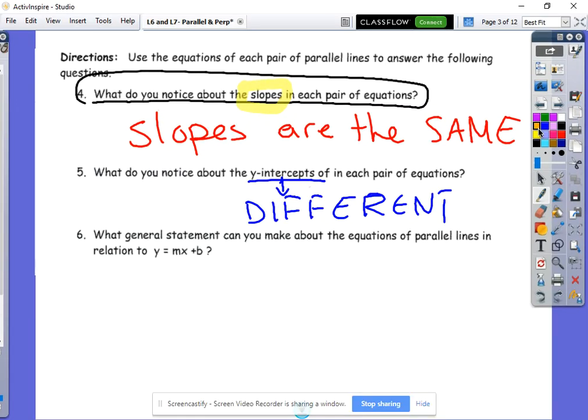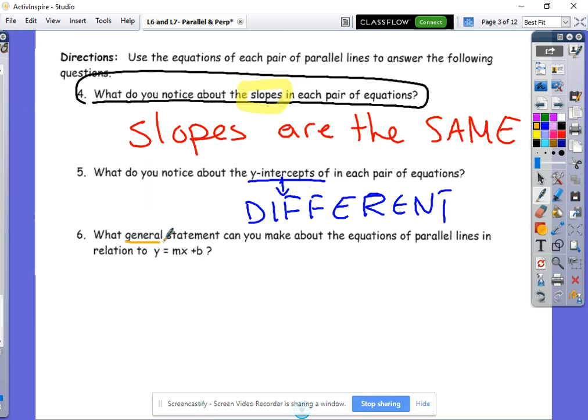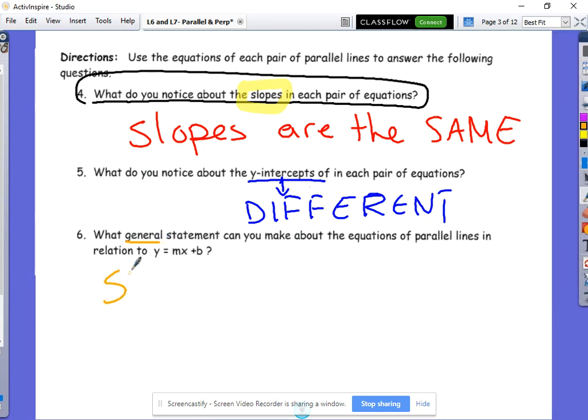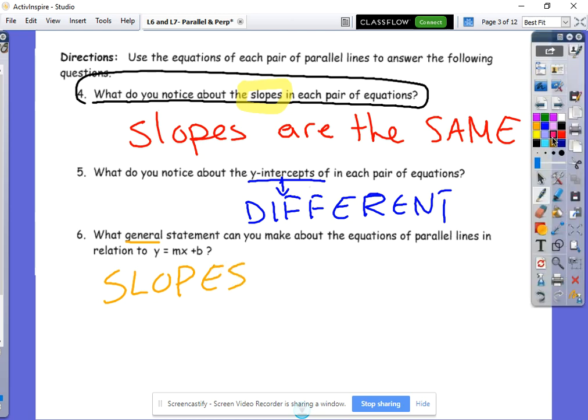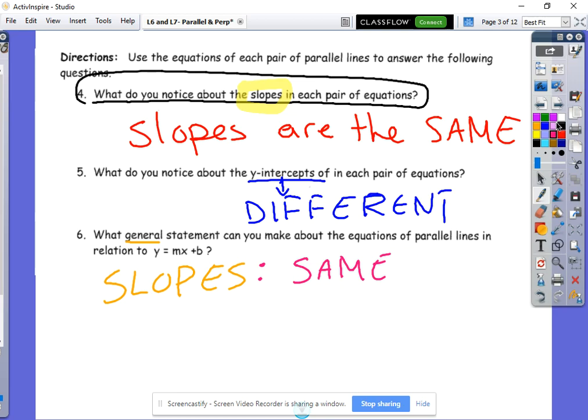So let's just quickly summarize before we move on. If we make a general statement, our general statement is going to be this. When you compare the slopes of parallel lines, this is only for parallel, by the way, okay? If you compare the slopes of parallel lines, they're always going to be the same. They have to have the same slope. If they're different slopes, they're no longer parallel. Even if they're just a little different, they're no longer parallel.